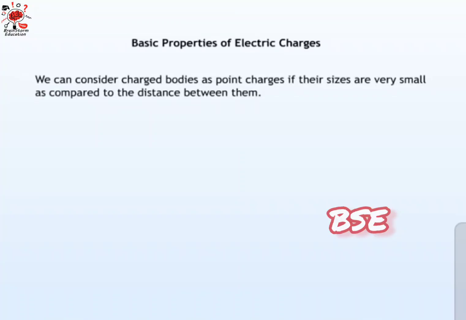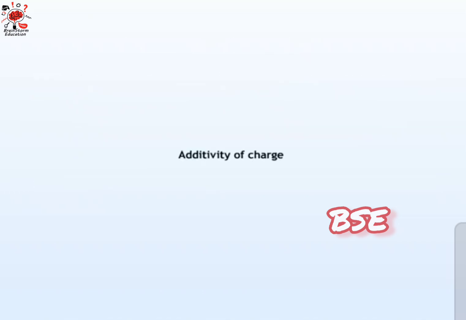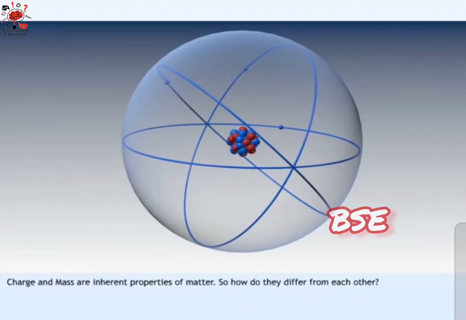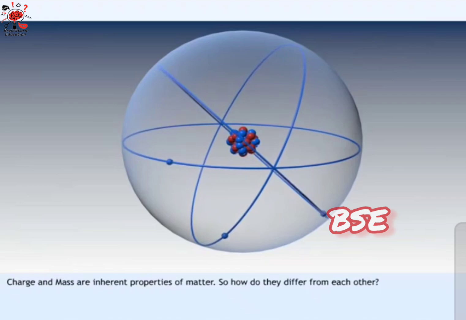Charged bodies can be treated as point charges if their sizes are very small as compared to the distance between them. All the charge content of the body is assumed to be concentrated at one point in space. Additivity of charge. Charge and mass are inherent properties of matter.